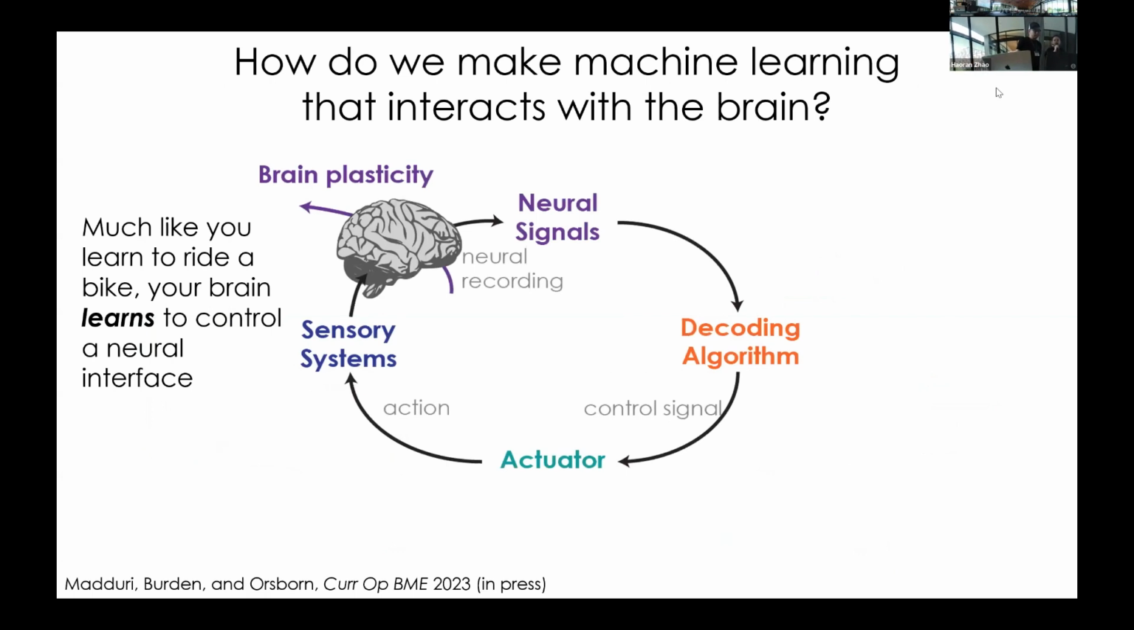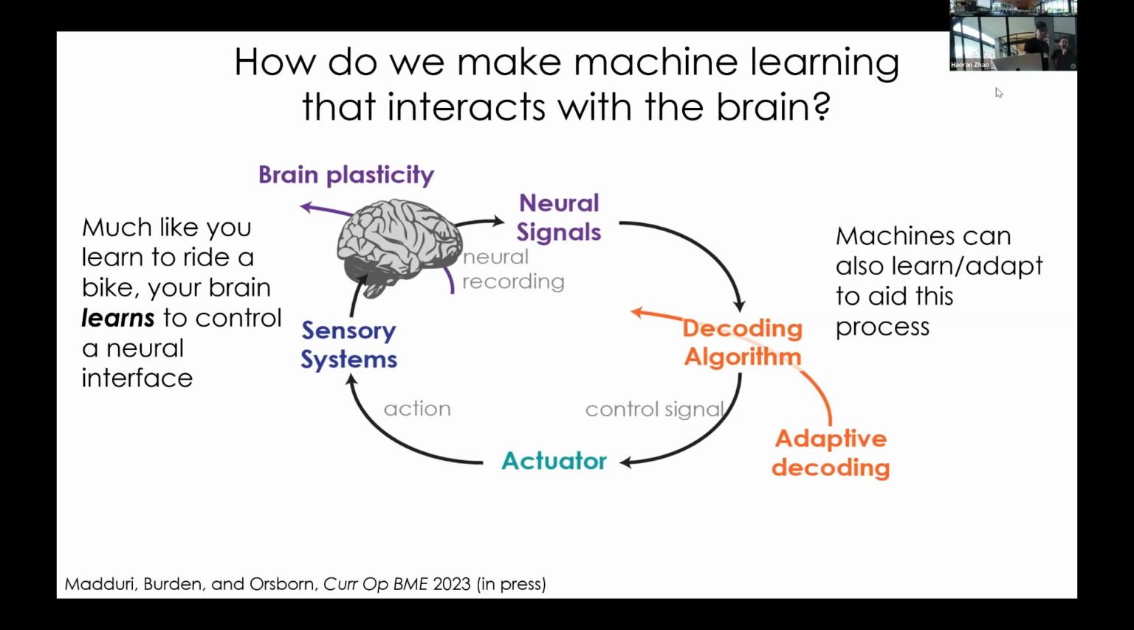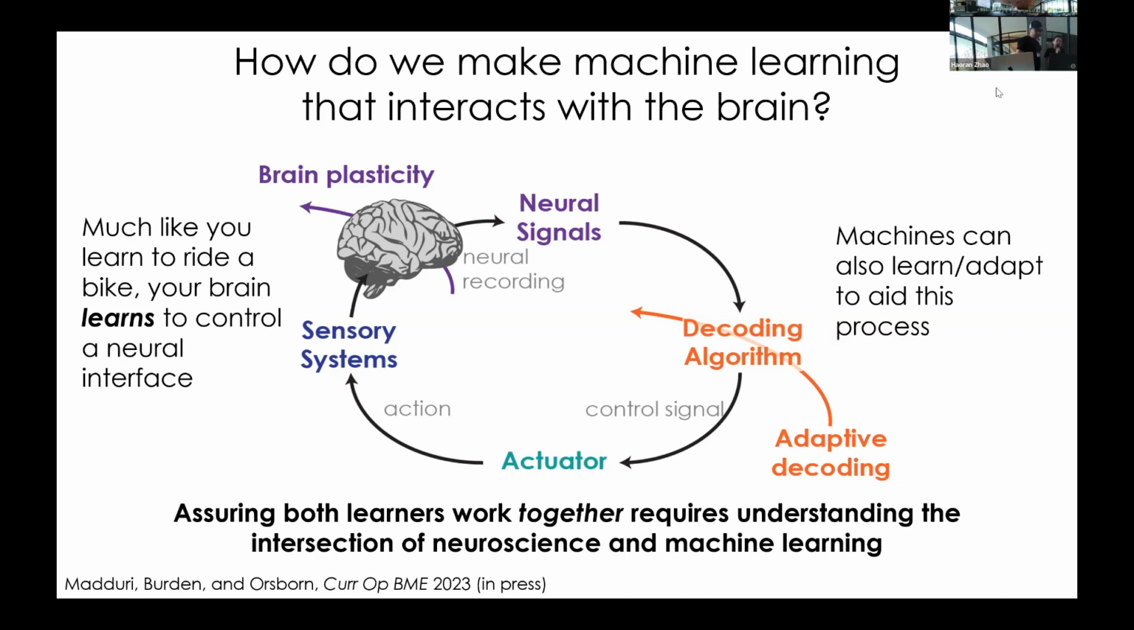How do we make machine learning that interacts with the brain? Much like you learn to ride a bike, your brain learns to control a neural interface. Machines can also learn and adapt to aid this process, but assuring both learners work together requires understanding the intersection of neuroscience and machine learning. This is work being done by Manishka Maduri, a student in the Orsborn lab.